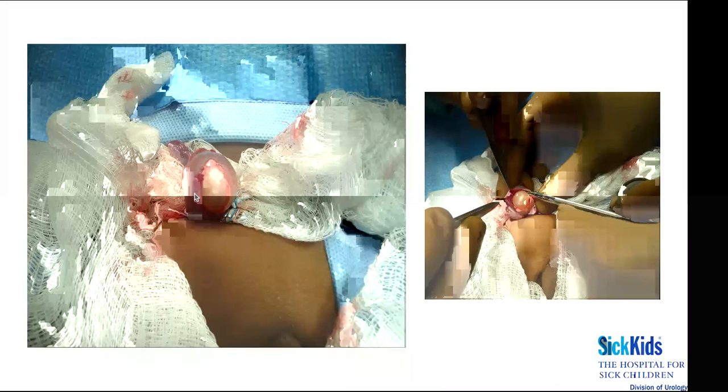Sometimes masses are not so well encapsulated or are really small in size, and using an intraoperative ultrasound can help guide tumor resection. Here you can see again the very discrete nodule being dissected.